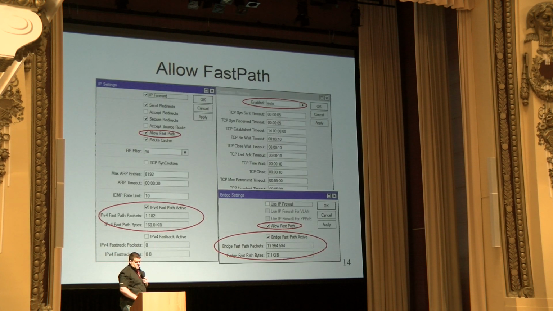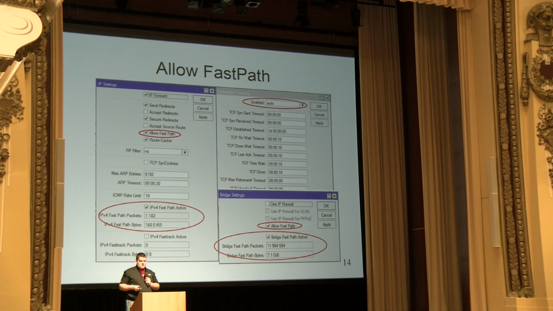So how to check if your FastPath is allowed? First of all, you need to go to IP settings or bridge settings and check that you have the checkbox, allow FastPath. And then you also can see if the FastPath is active based on counters. So if it counts something already, that means that it's already operational.